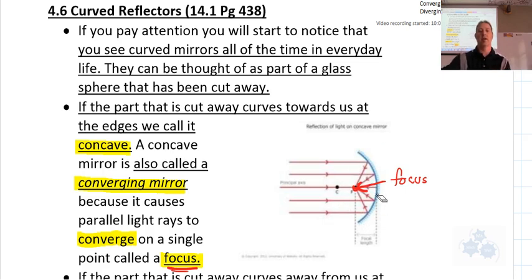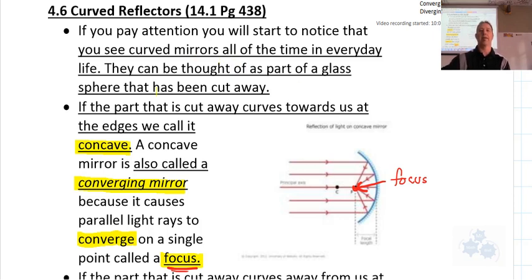So you see down here, we have a curved mirror. If the light is coming in from this way and it's curved this way, this is called a converging mirror. Okay? So here are your notes. You might have to fill in some spaces with your notes. It says, if you pay attention, you will start to notice that you see curved mirrors all the time in everyday life.